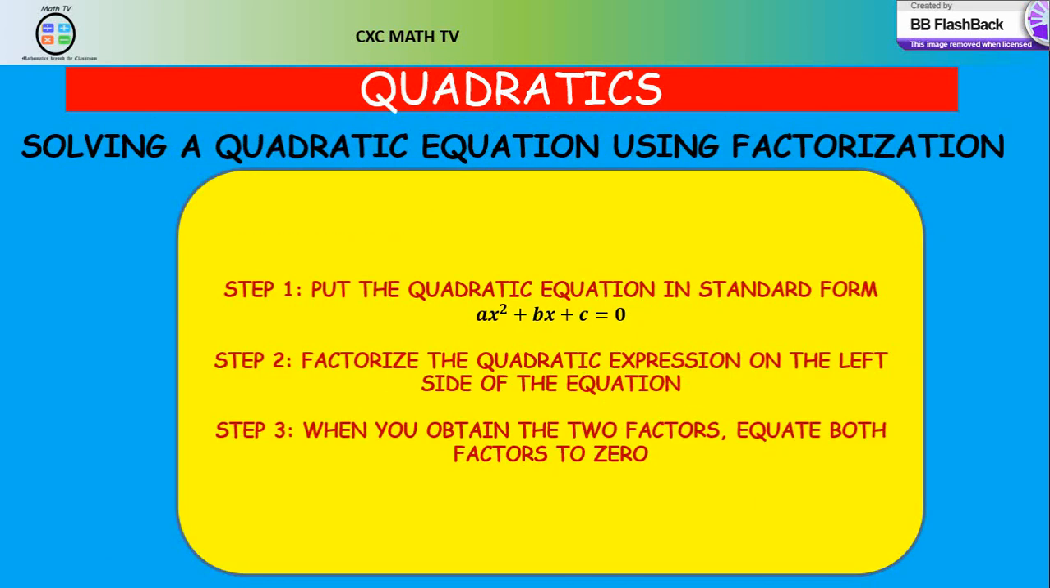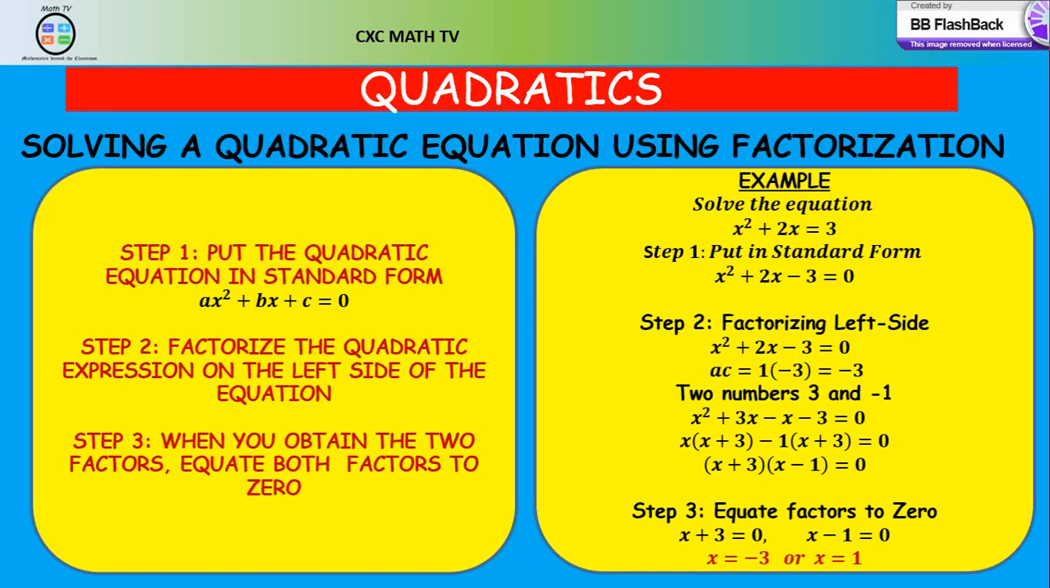Now we need to look at solving quadratic equations using factorization. So to solve a quadratic equation using factorization, what do we do? First step is always to put the quadratic equation in standard form, meaning set it equal to 0. The second step is to factorize the left-hand side of the equation. Then you set the two factors equal to 0. It's always easier when you see it with examples. For example, we're asked to solve this equation: x squared plus 2x equals 3.